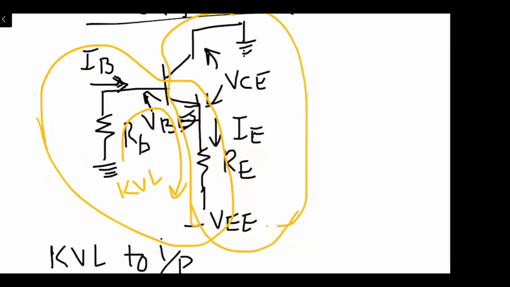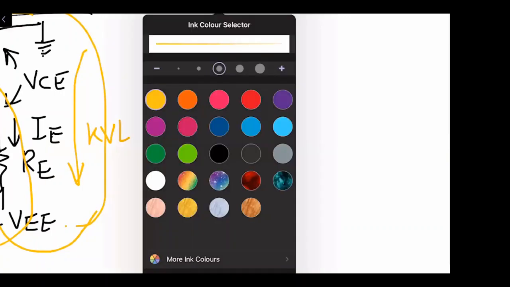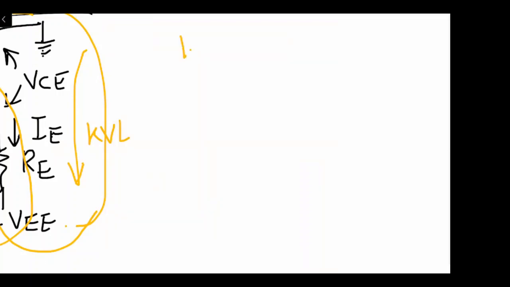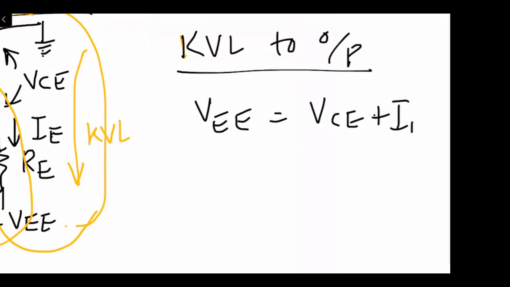Circuit is this. So applying KVL to the output side, the equation will be VEE equal to VCE plus IE RE. Right? Are you with me? Yes.